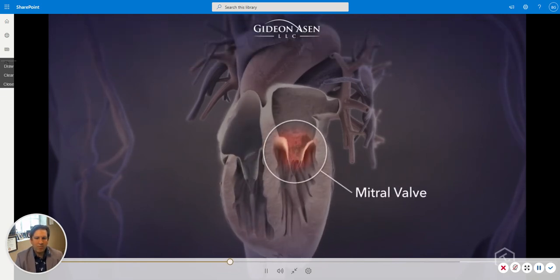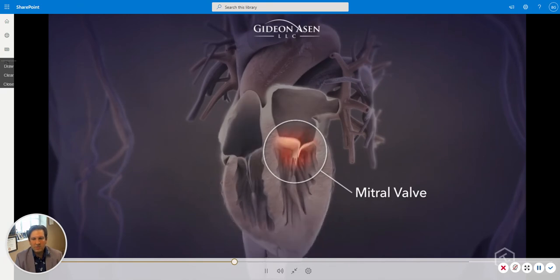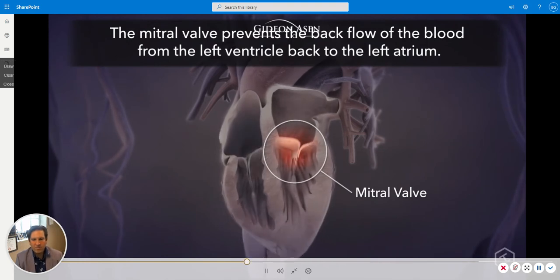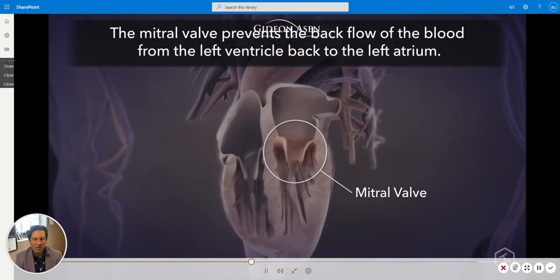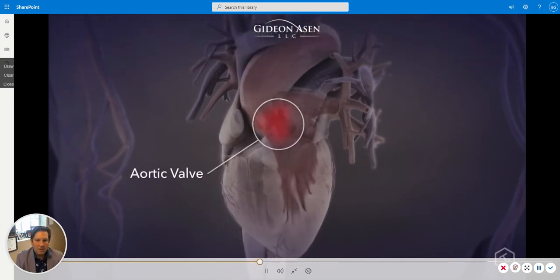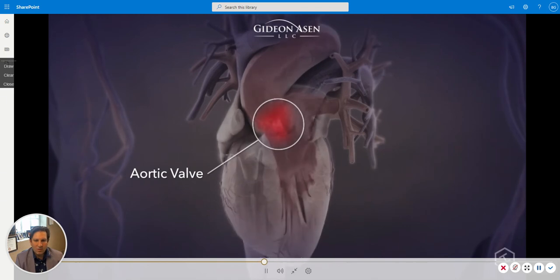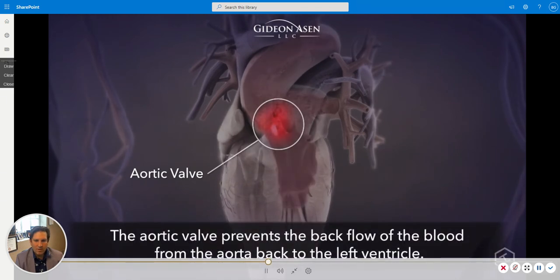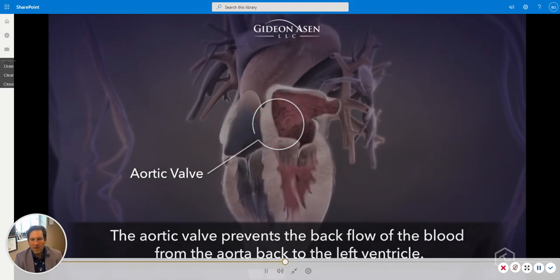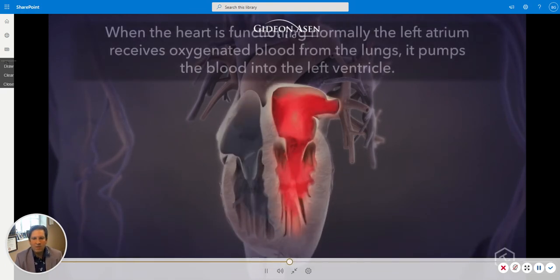So we're going to show them where the heart valve is that was involved in our case. It's called the mitral valve, separating the left atrium from the left ventricle. You can see it opening and closing there to prevent the backflow. And then once again, now we're showing the blood going out of the heart through the aortic valve, which is the big valve that opens and closes as the blood gets pumped out to the rest of the body.